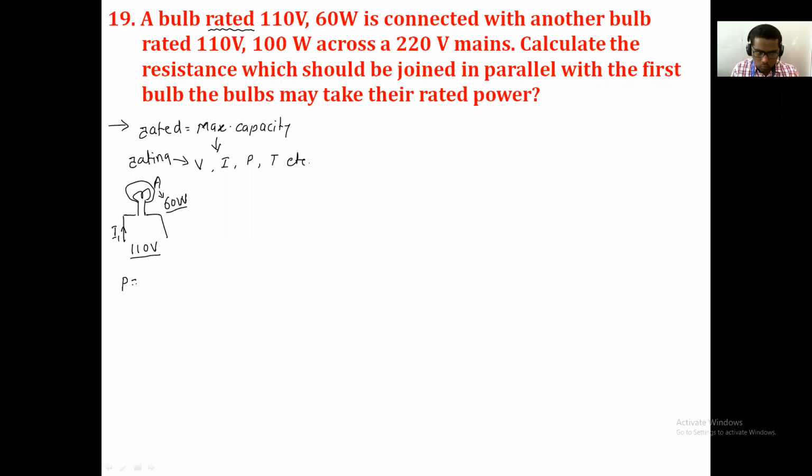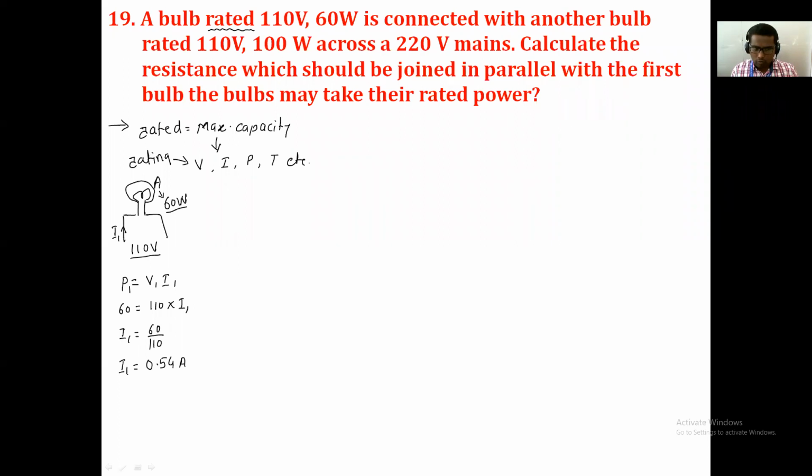P is equal to, now I say that P1, this is first bulb, that's why I say that P1 is equal to V1 into I1. Now the power is 60, which is equal to V1 is 110 multiplied by I1. So I want that value of I1, which is equal to 60 divided by 110. So that I1 is equal to 0.54 ampere.